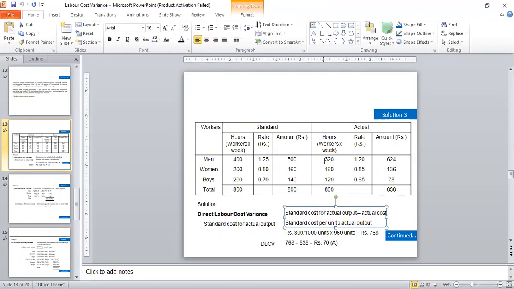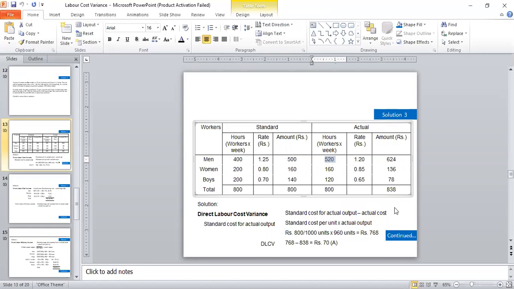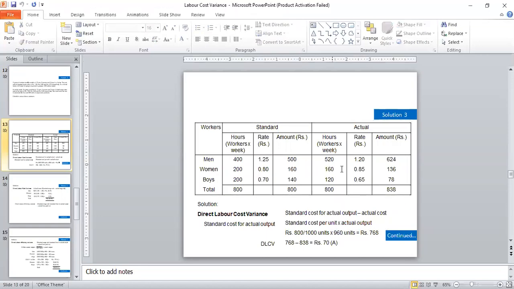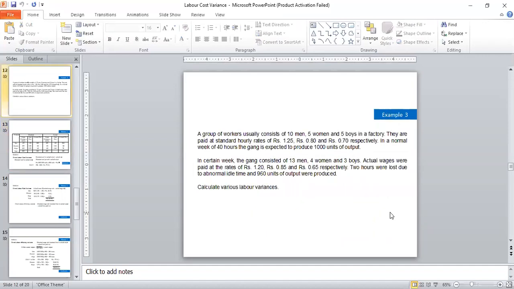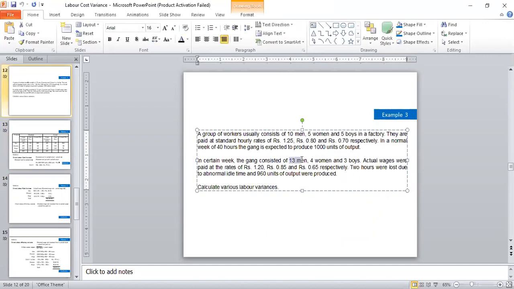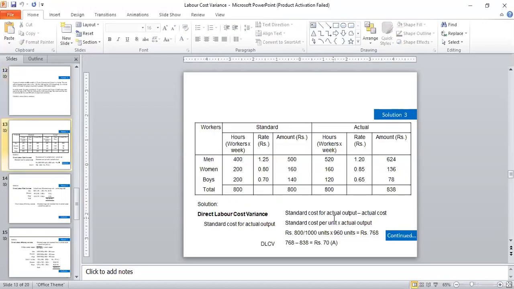Men are working for 520 hours, women are working 160 hours, and boys are working 120 hours. This also we got from the same question, because 30 men are working 40 hours in a week, 4 women working 40 hours in a week, and 3 boys working 40 hours in a week. From this, we have the figure 520 hours for men, 160 hours for women, and 120 hours for boys.